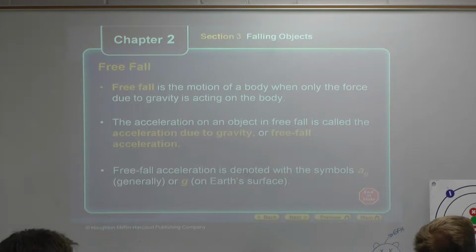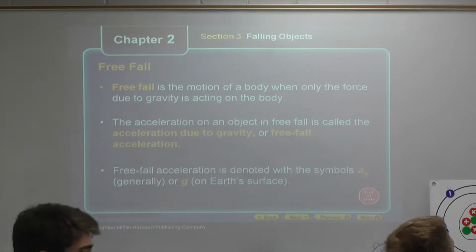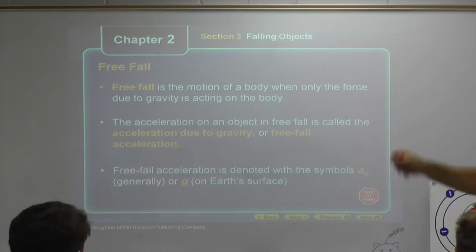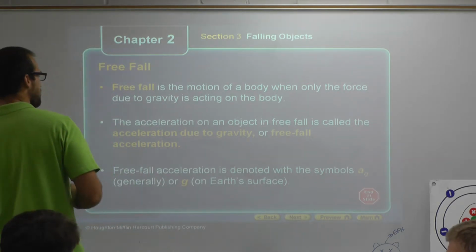But if you took the air out of it, everything accelerates at the exact same acceleration. What is that acceleration? Does anybody know? 9.81 meters per second squared. No matter the object, in a vacuum everything accelerates down towards the Earth at the exact same acceleration. Okay?